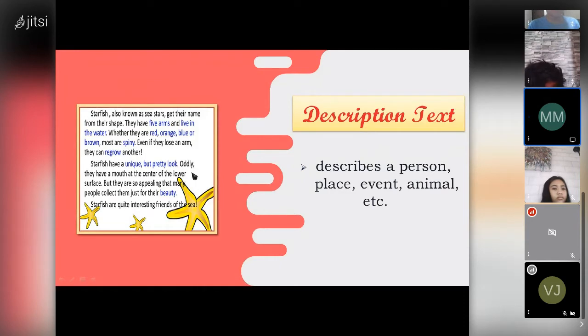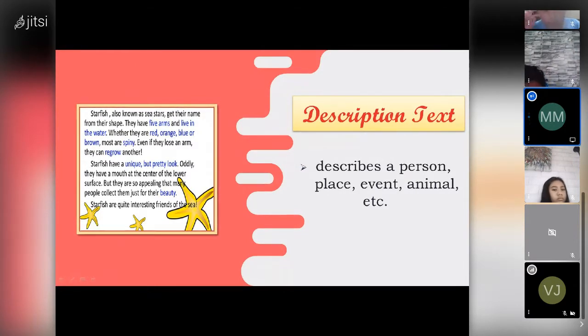They have 5 arms and live in the water. Okay, what else? They are red, orange, blue, and brown. Most are even spiny. Another, they can regrow an arm. And they have a unique characteristic that they have a mouth at the center of the lower surface. Okay, so thank you, Ino. These are the words mentioned by Ino that describe a starfish.